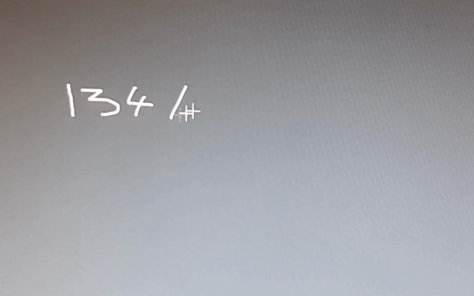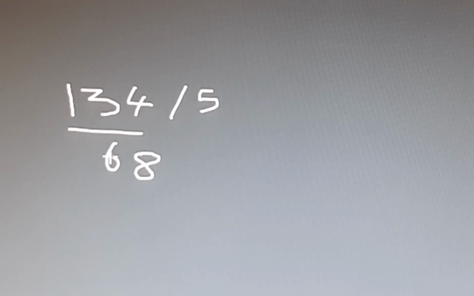Again we go for another example. That is 134 divided by 5. Double the figure. Double of 4 is 8. Double of 3 is 6. And double of 1 is 2. Your answer is 26.8. That is your answer.